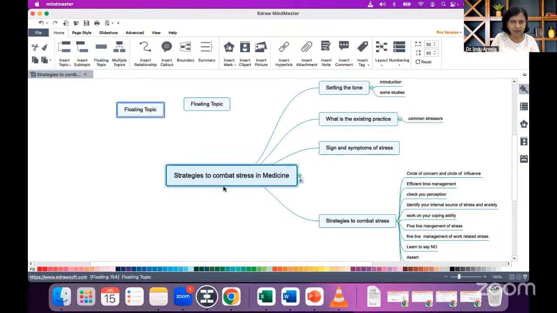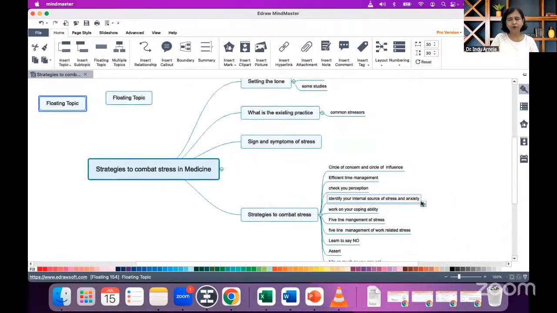For example, this particular page is a session I took for medical college students, strategies to combat stress in medicine. If it was a new topic for me, which I have not covered and I don't have material with me, I will have to really start from scratch. So I start writing whatever comes to my mind in the floating topic box. And then once I am done with whatever I have thought, I organize that in this pattern and create a kind of mind map for the same.